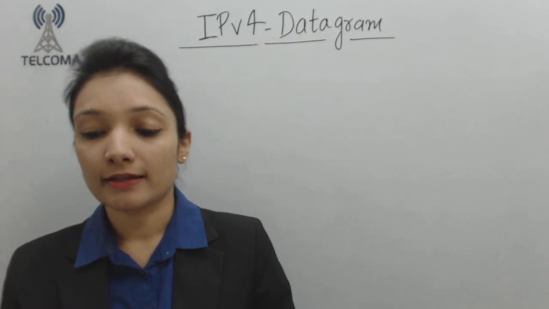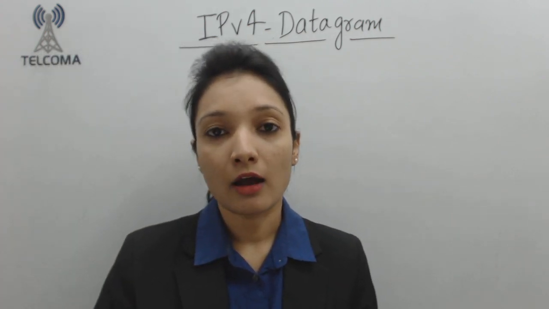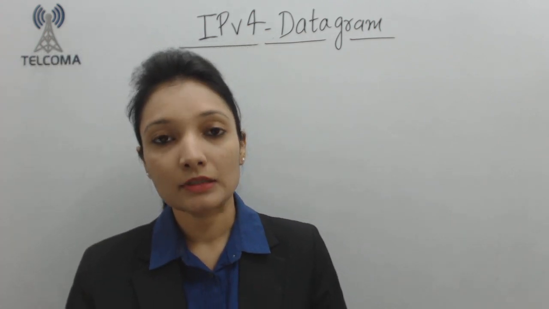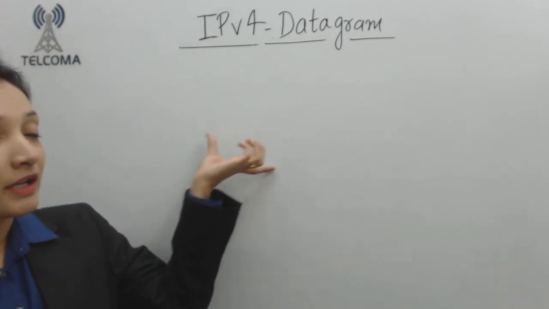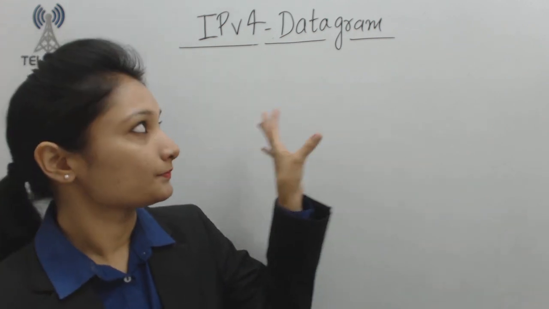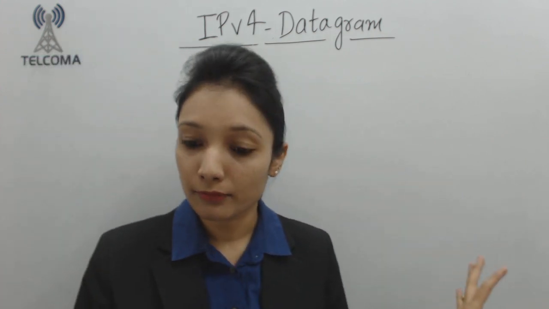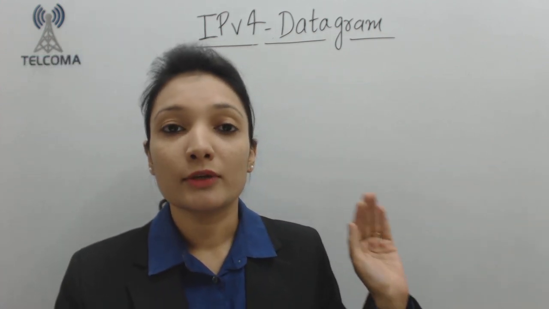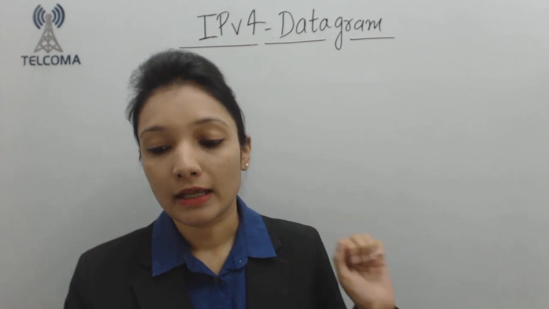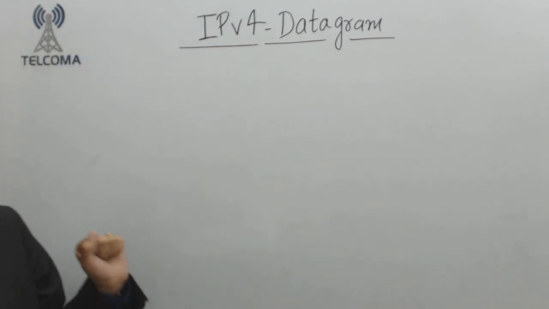Packets in the IPv4 layer are called datagrams, because we know that our complete data is segmented into small packets. Those data packets in the IPv4 layer, that means the network layer, are referred to as datagrams.